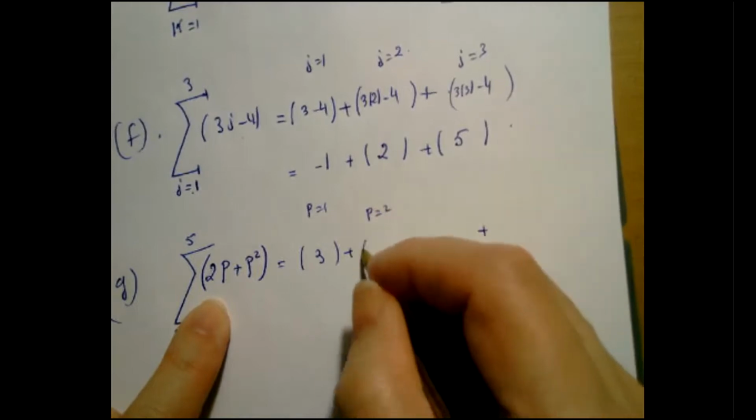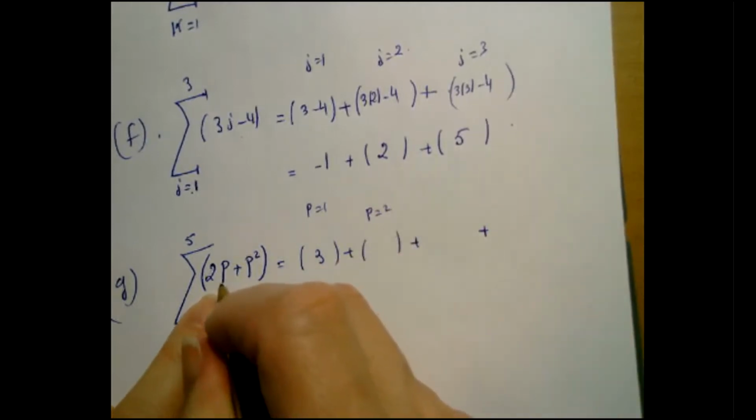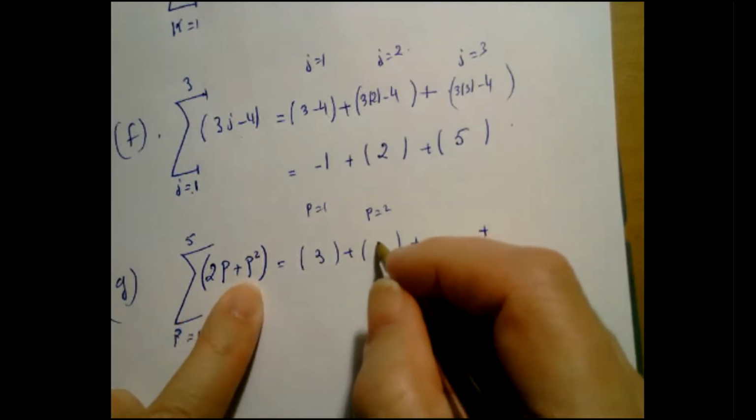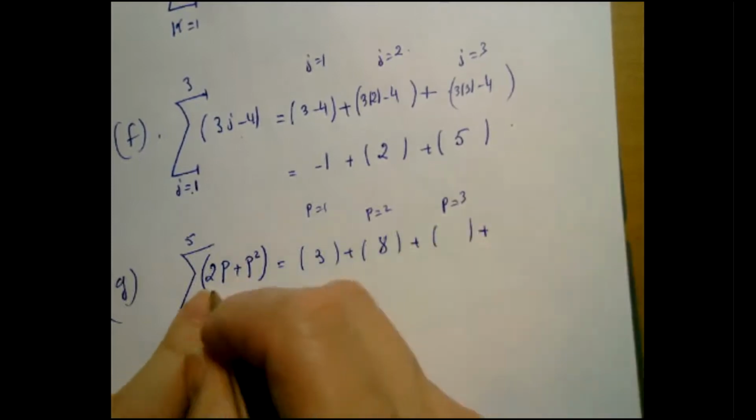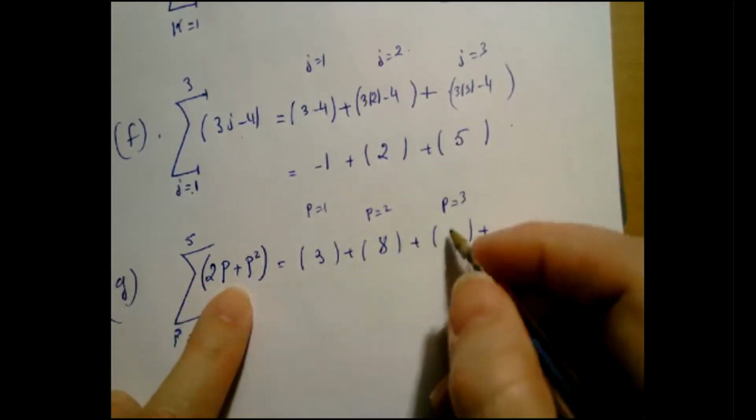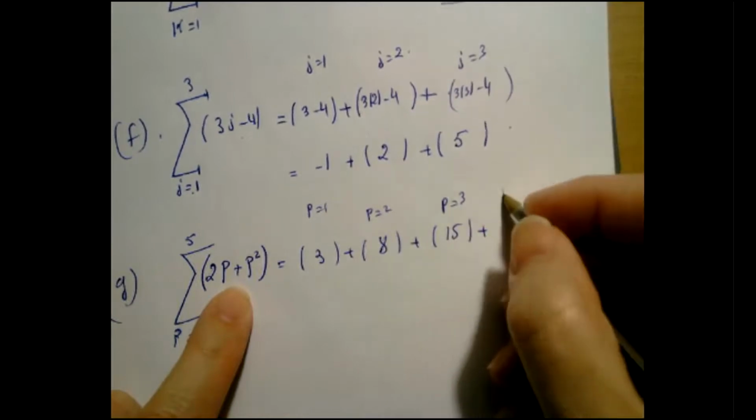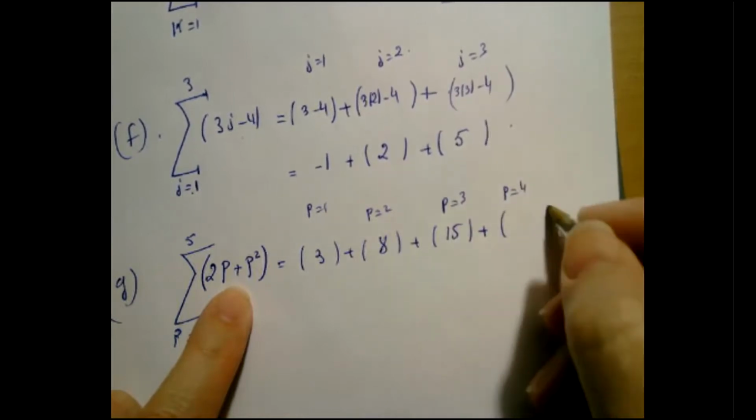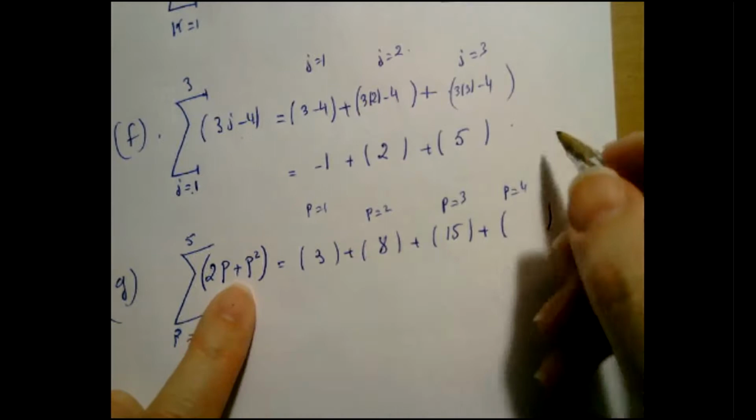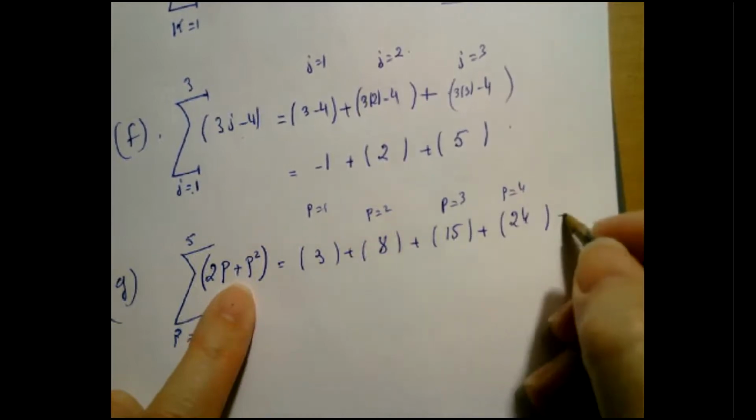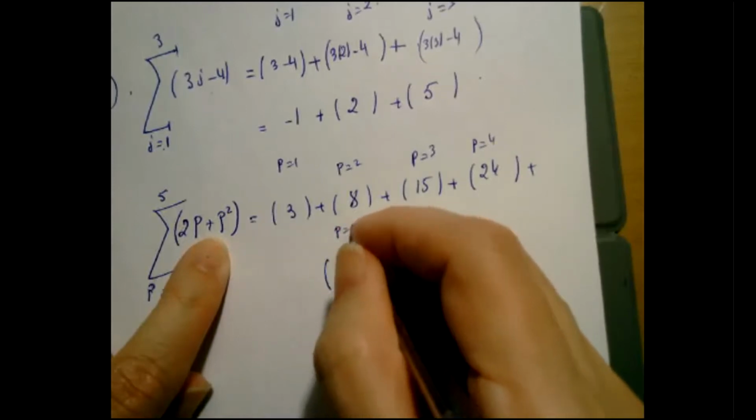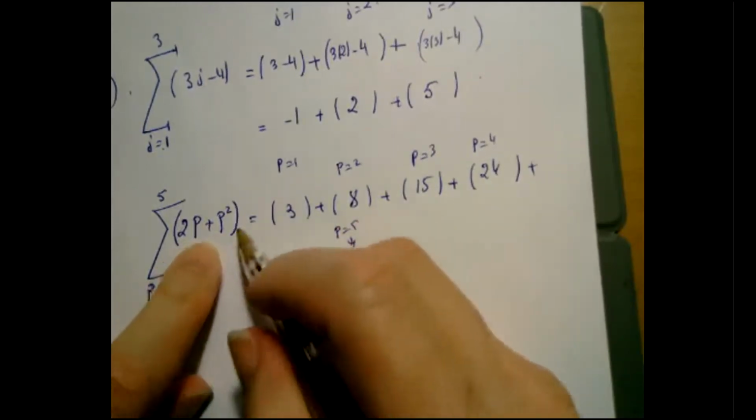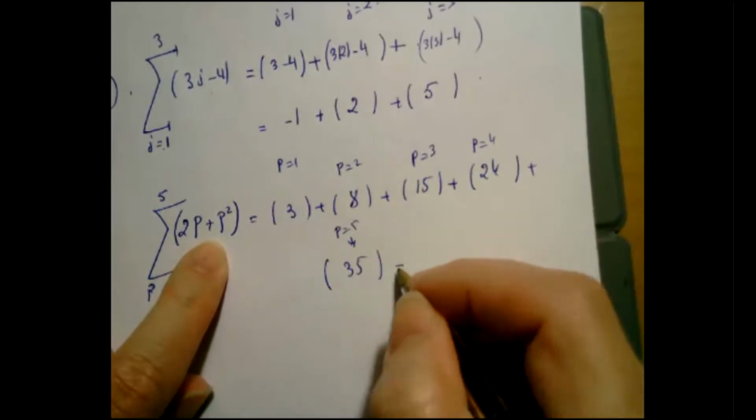If p is 2, I plug it here. 2 times 2, it's a 4. 4 plus 4, I get 8. P equal to 3, plug it. 2 times 3, 6. I have 6 plus 9, which is going to give me a 15. P equal to 4, then I will have 2 times 4, 8. 8 plus 16, that's going to give me 24. Give and take a stupid mistake. And finally, P equal to 5. I will have 10. 10 plus 25, gives me 35.